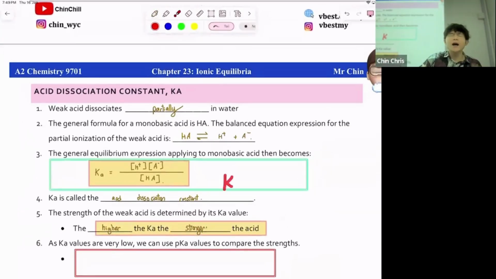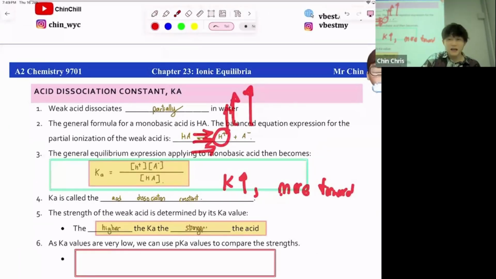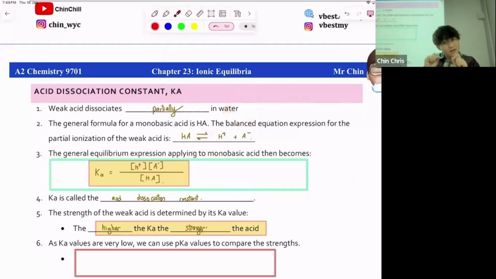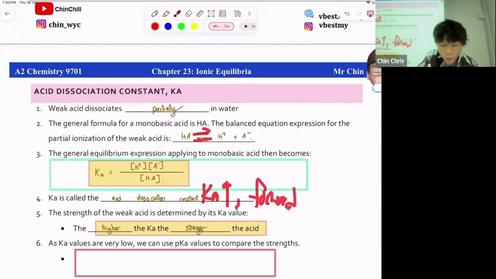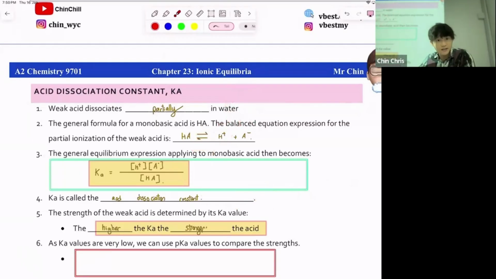Because when K is high, recall AS, more forward, right? Correct. Which means it dissociates more, which means more H+ is formed. Understand? Try to understand, don't memorize. Memorizing does not work in A2. There's no memorizing. Try to understand all this Kw, Ka, everything. When Ka is high, there's more forward reaction, so more of the weak acid dissociates to form H+, which means H+ is high, which means it's more acidic.